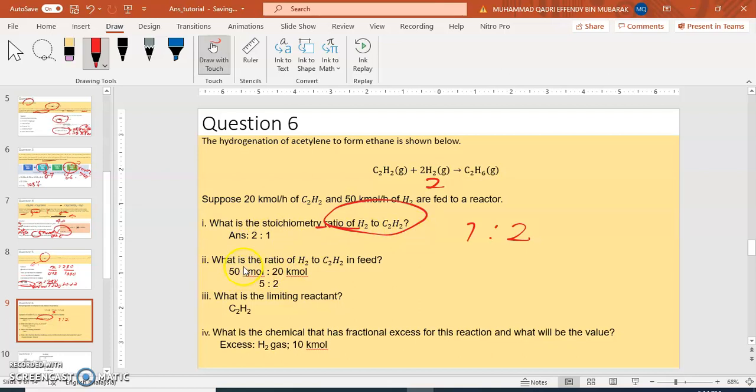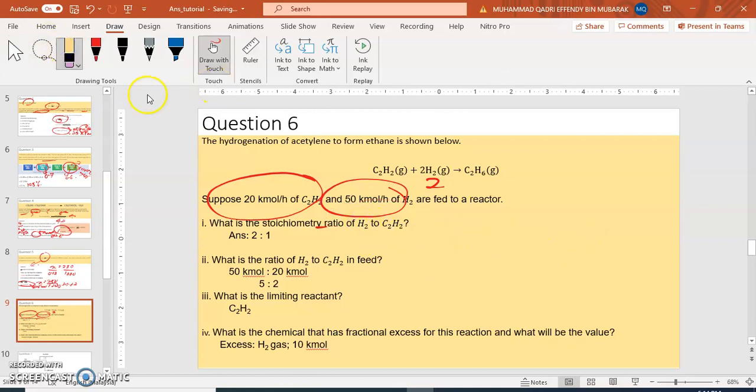And then the question asks what is the ratio of H2 to C2H2 in the feed. The feed is the actual rate. So from the question, we have 20 kilomole of acetylene and 50 kilomole of hydrogen gas. What is the ratio of H2 to C2H2? So that's why we put 50 kilomole to 20 kilomole. If we simplify, we get 5 to 2. So this is how we write it.